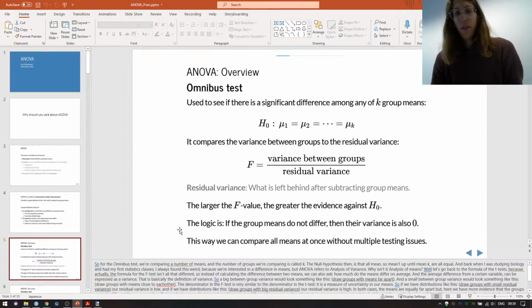So the larger the F value you get from this Omnibus test, the greater the evidence against the null hypothesis. And the logic is, if the group means do not differ, then their variance is also zero. So this way we can compare all the means at once without a multiple testing issue.